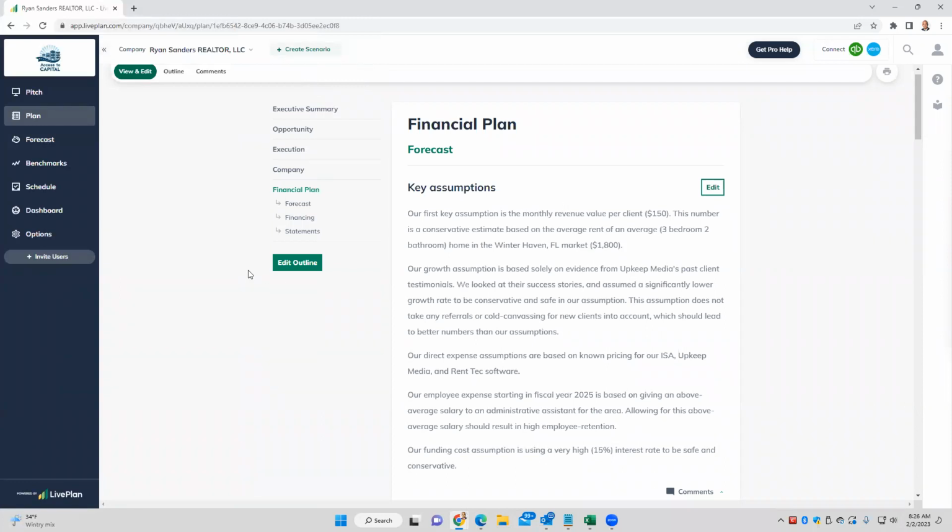Let us know if there's anything that you need from us, but just want you to be familiar that LivePlan is a very robust and important piece of software, a part of the loan package, part of the benefit that the client gets by paying their refundable deposit.